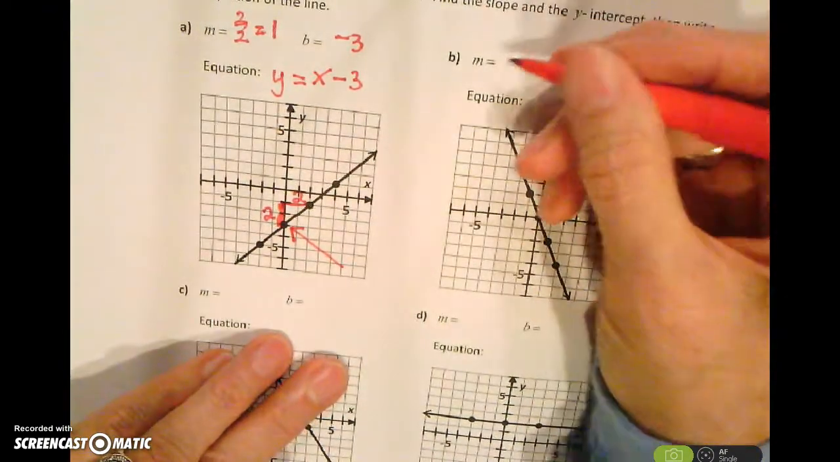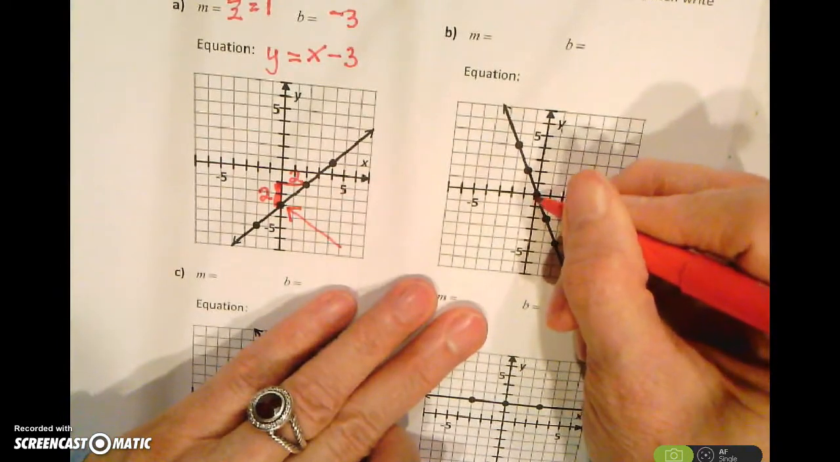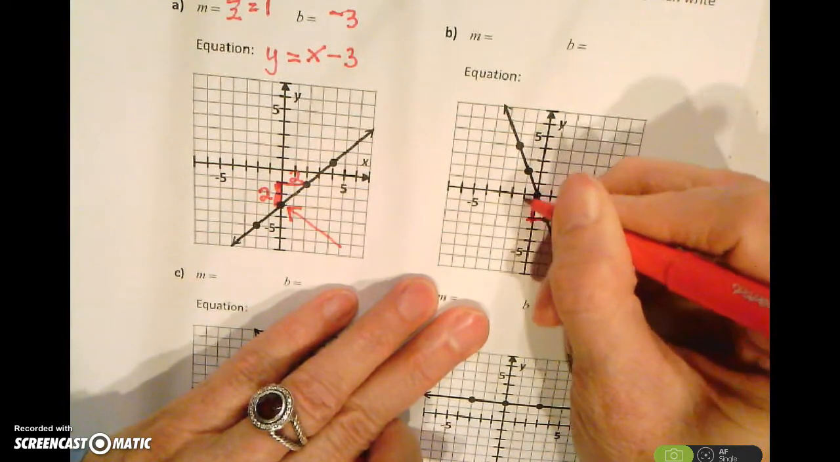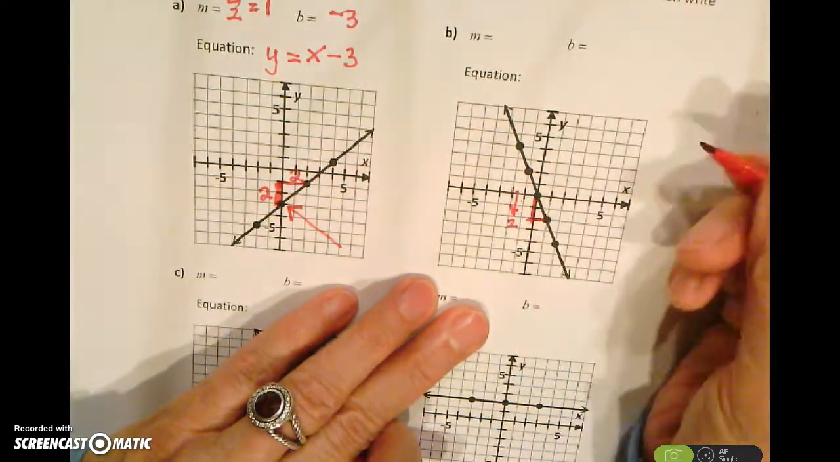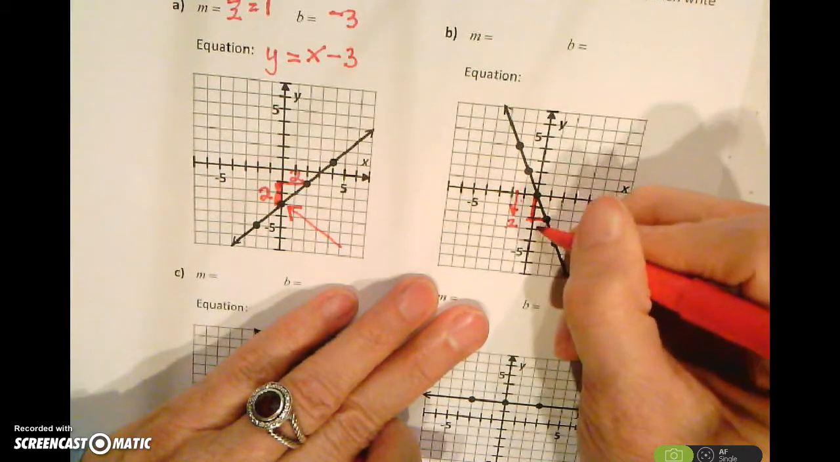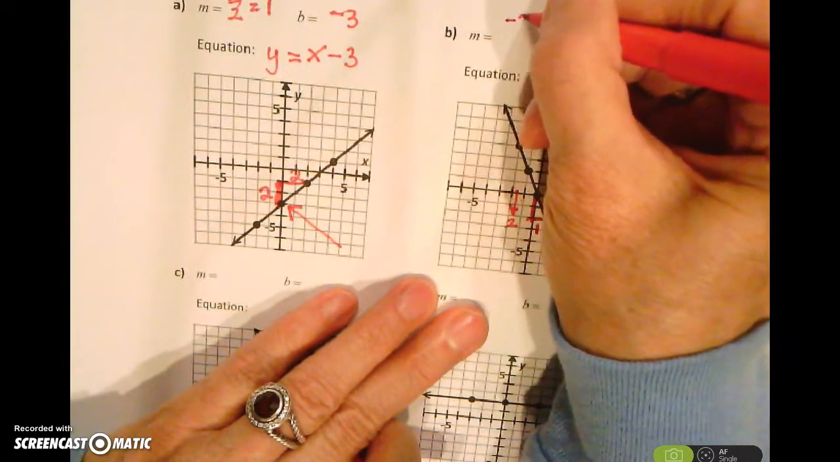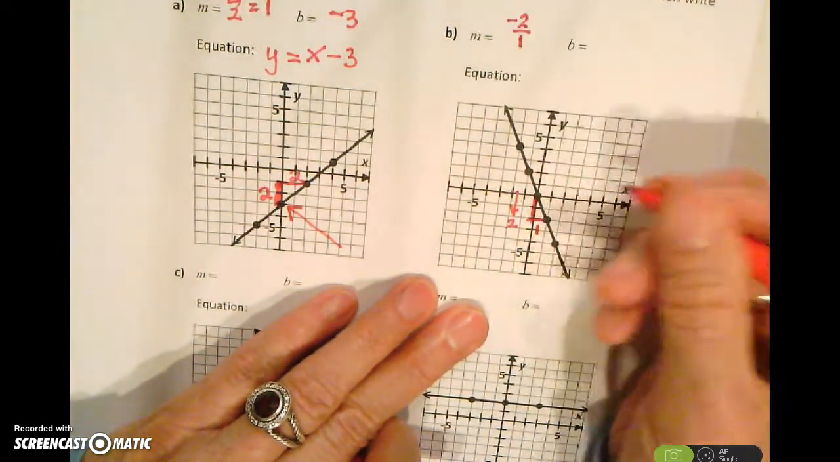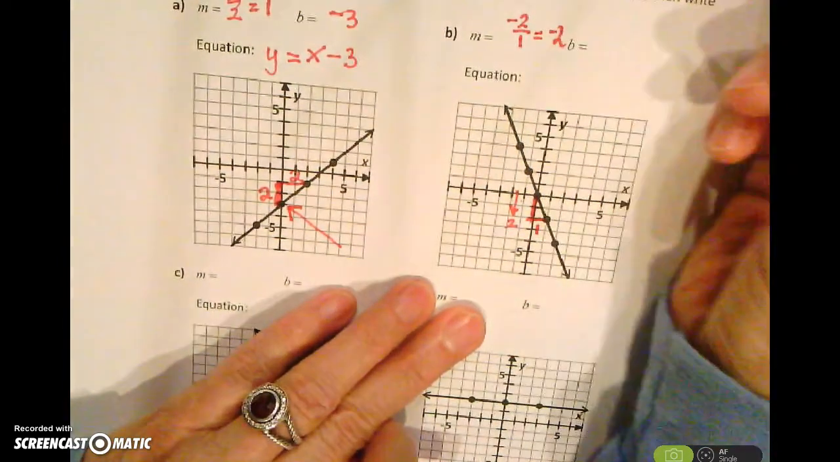For B, again, we're going to do rise over run to figure the slope. So I'm going to go from this point to that point. This time I'm going down 2, and then I'm going to the right 1. So because I'm going down 2, I'm going to have negative 2 over, and to the right is positive 1. And so that's going to simplify to negative 2.